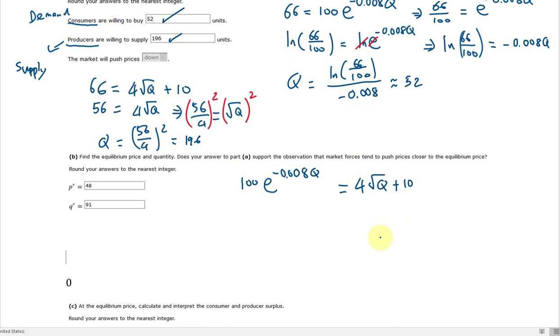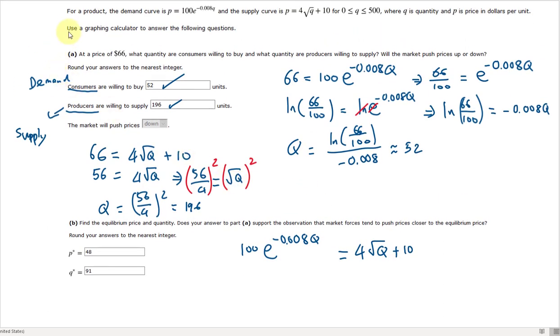This is very difficult to solve, because we have the exponential here, and we have the square root. So how do I solve for that equation? It's not easy to solve the equation by hand, and therefore they ask you to use a graphing calculator to answer the following questions.